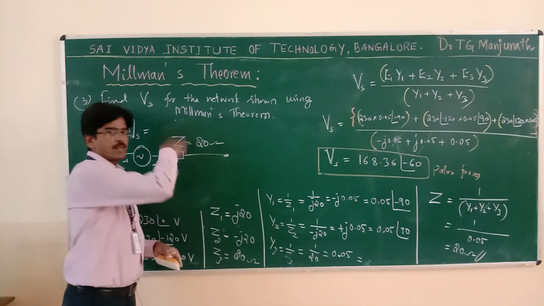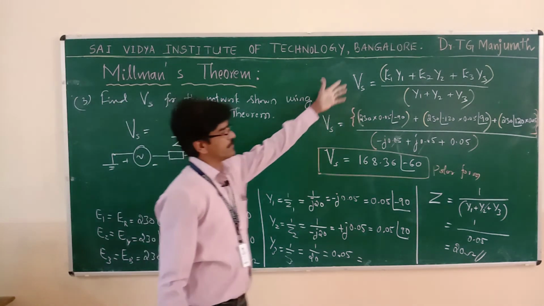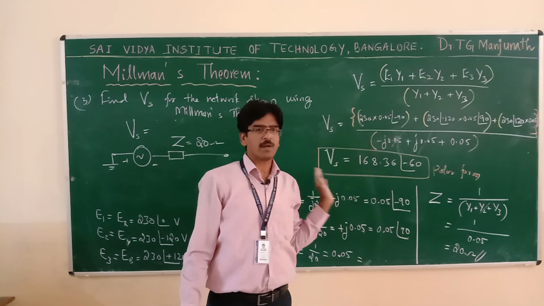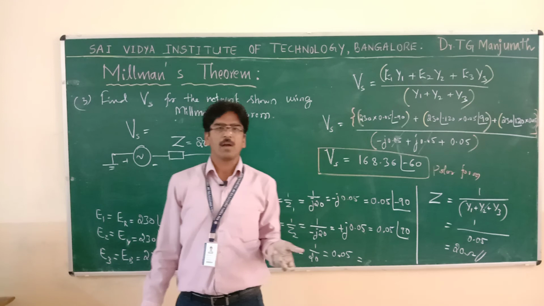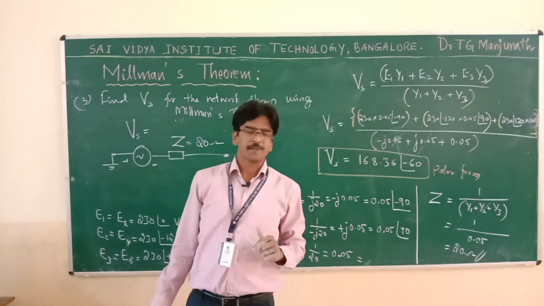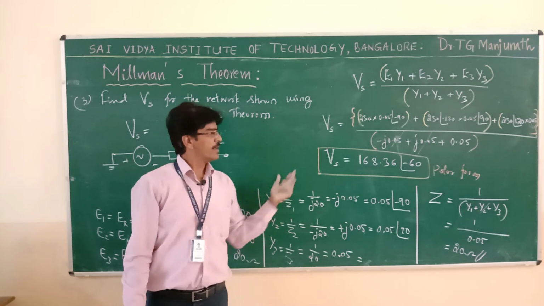So three voltage sources were there, and they are converted into a single voltage source using Millman's theorem. That is the advantage of this theorem. Just for the sake of understanding, I have solved 3 problems. In the same way, you can work out some more problems for AC network.